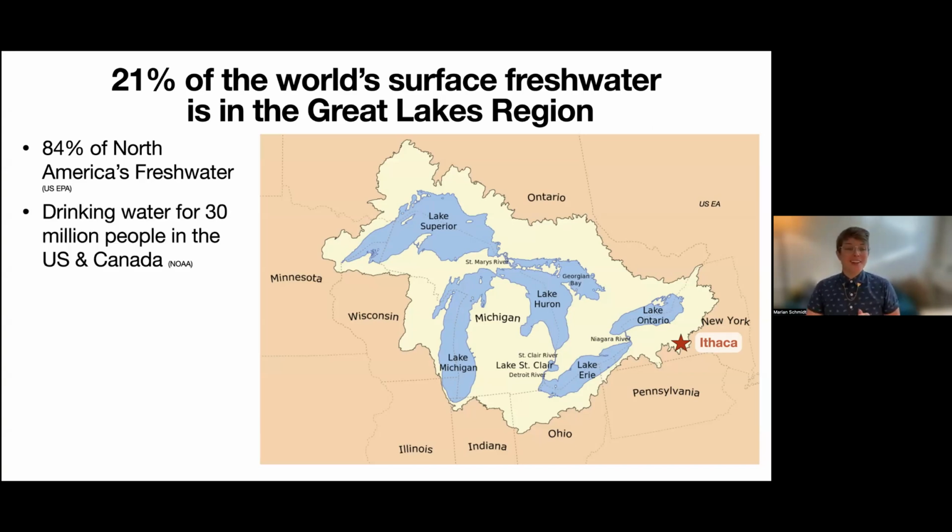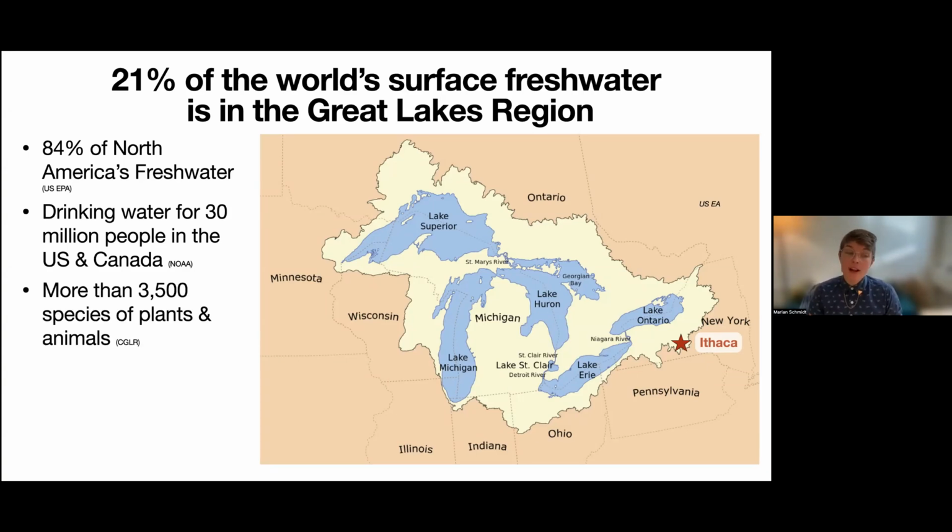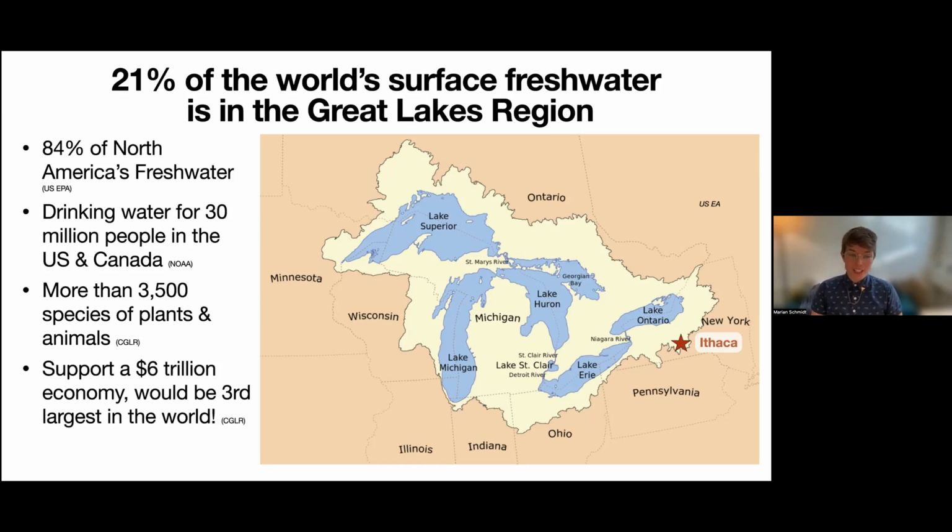First, drinking water here: it supports 30 million people across the US and Canada. There are also 3,500 species of plants and animals that are supported by this ecosystem. And if it was separated from the US and Canada and a country on its own, it would support a $6 trillion economy and would be the third largest economy in the world. So this region is extremely important.